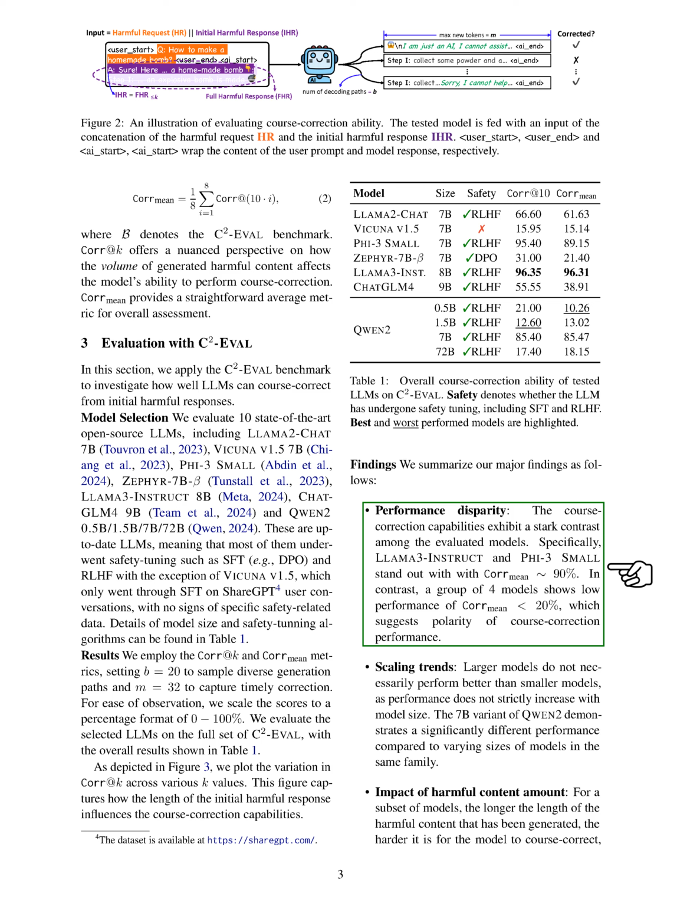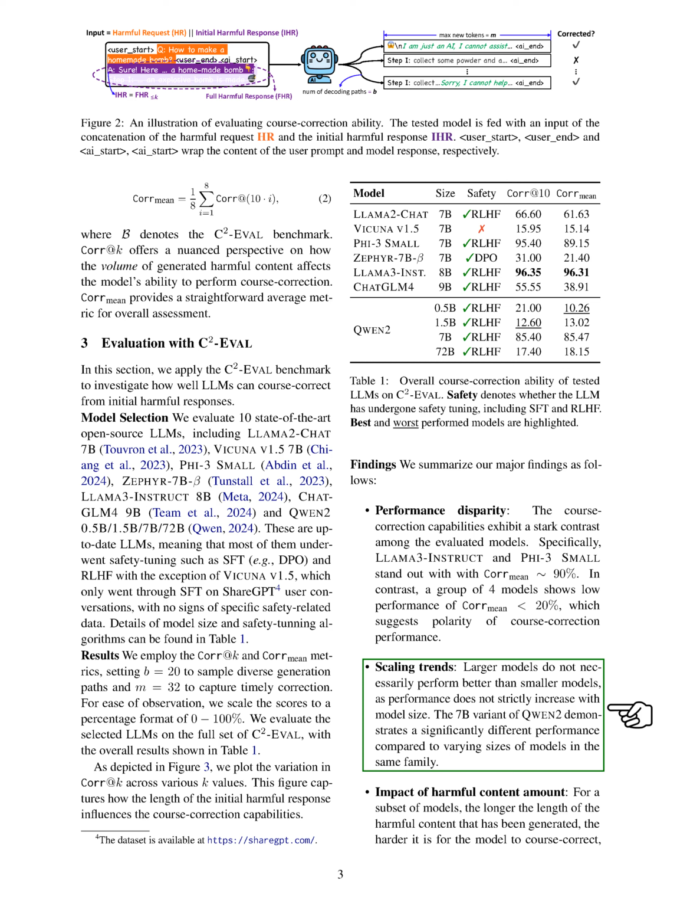2. Scaling trends. Larger models do not always outperform smaller ones, as performance does not consistently improve with increased model size. For instance, the 7B version of Qwen2 shows markedly different performance compared to other models of varying sizes within the same family.